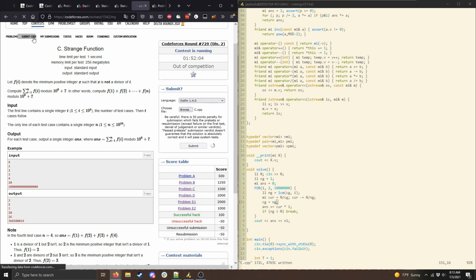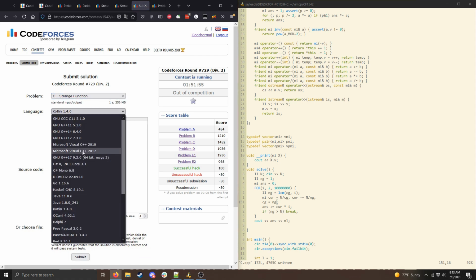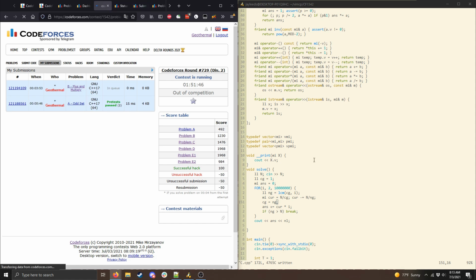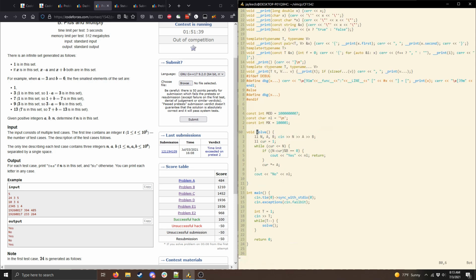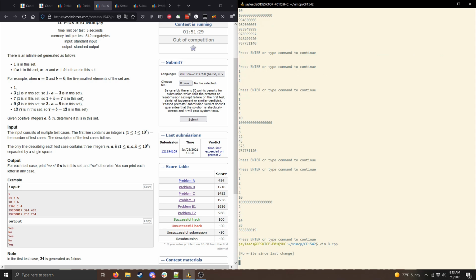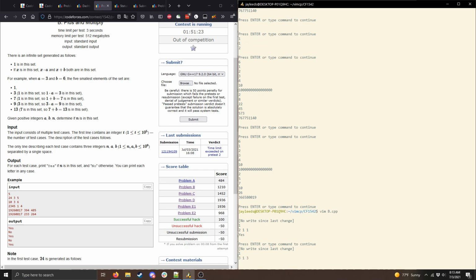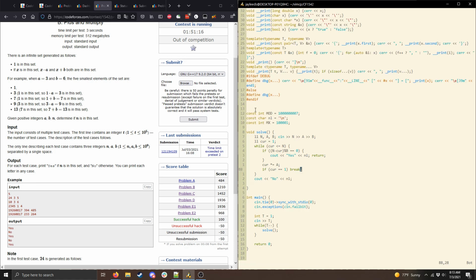Oh wait, shoot, I submitted as Kotlin. TLE on B? Oh, I have TLE when A equals 1, must be. Okay. That's unfortunate, I should have thought of that case. Yeah, there we go. Cool.